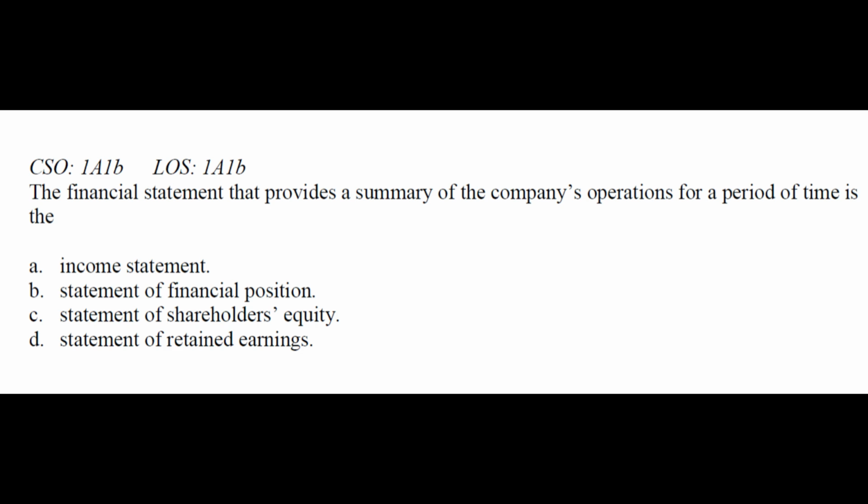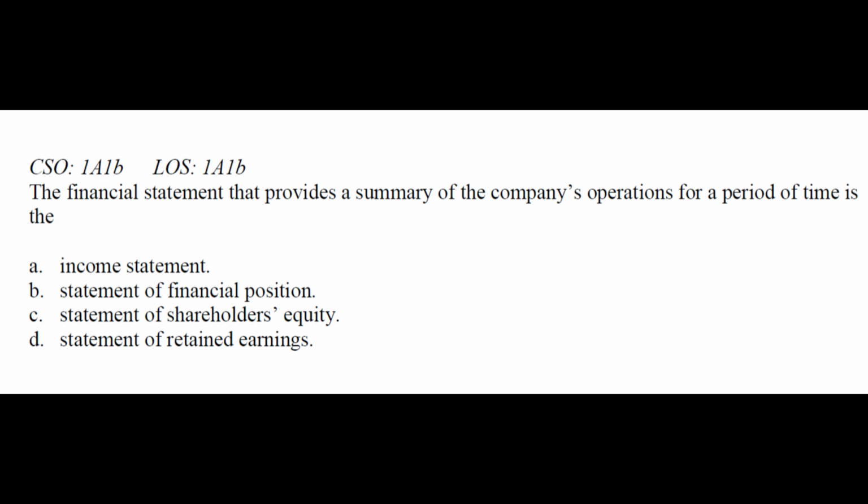This question tests students' understanding of the purpose of the major financial statements. The key phrase is, provides a summary of the company's operations for a period of time. Students should recognize that some financial statements report information at a specific date, point in time, while others report activities over an accounting period. The company's operations mainly refer to its revenues earned, expenses incurred, and resulting profit or loss from business activities. Therefore, students need to identify the statement that summarizes operating performance during a period rather than financial position or changes in equity.